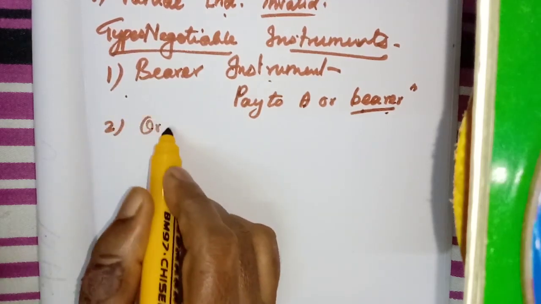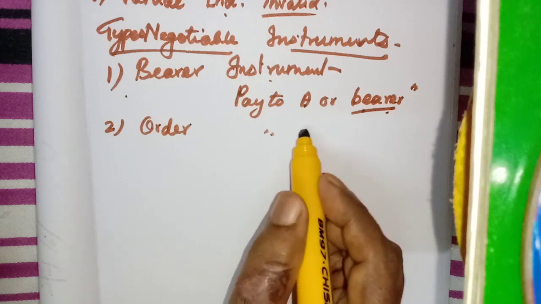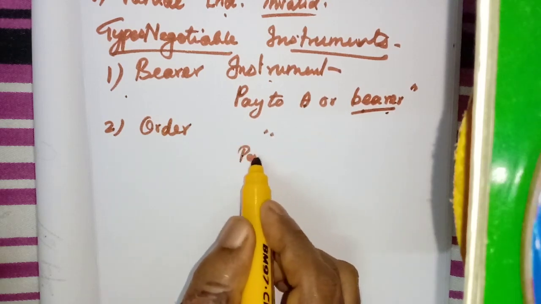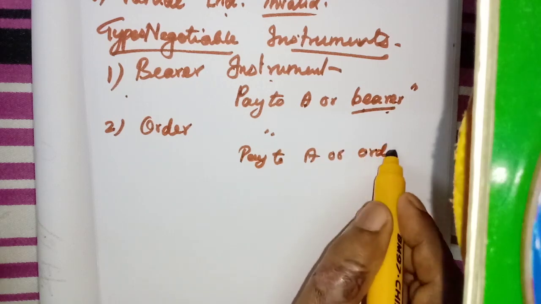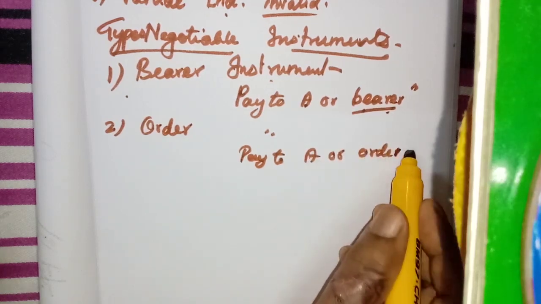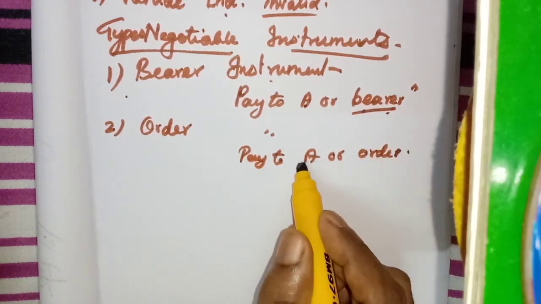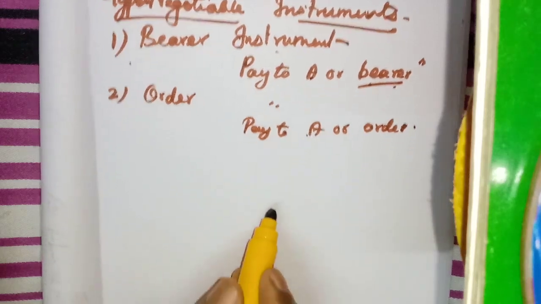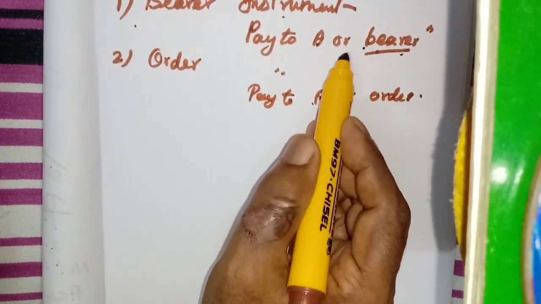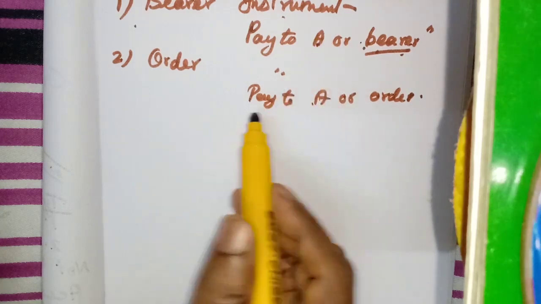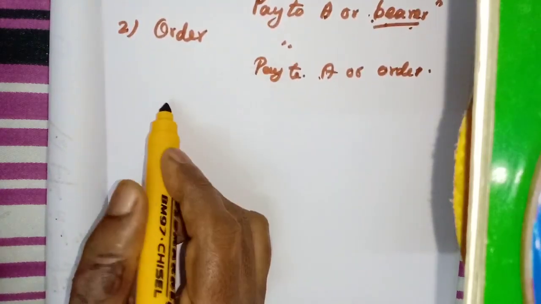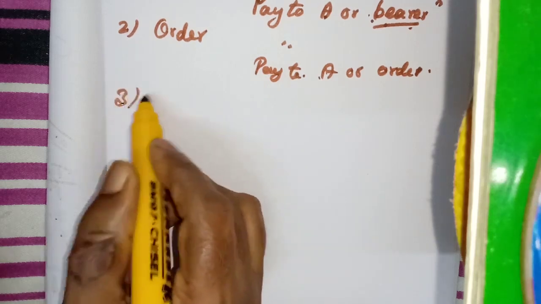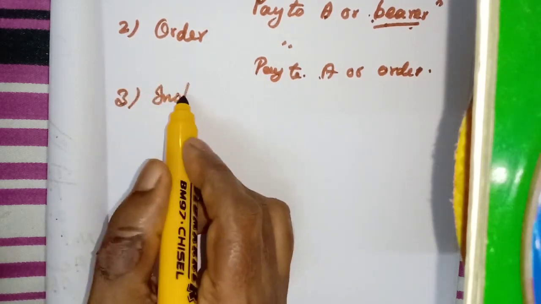Next one is order instrument. Order means pay to A or order, that means order of A. That means he can negotiate, he can transfer the title to anybody else. Here it is not a blank instrument, for him alone he can take. Here it can be transferred to any other person, that is order instrument. Then the third one is inland instrument.